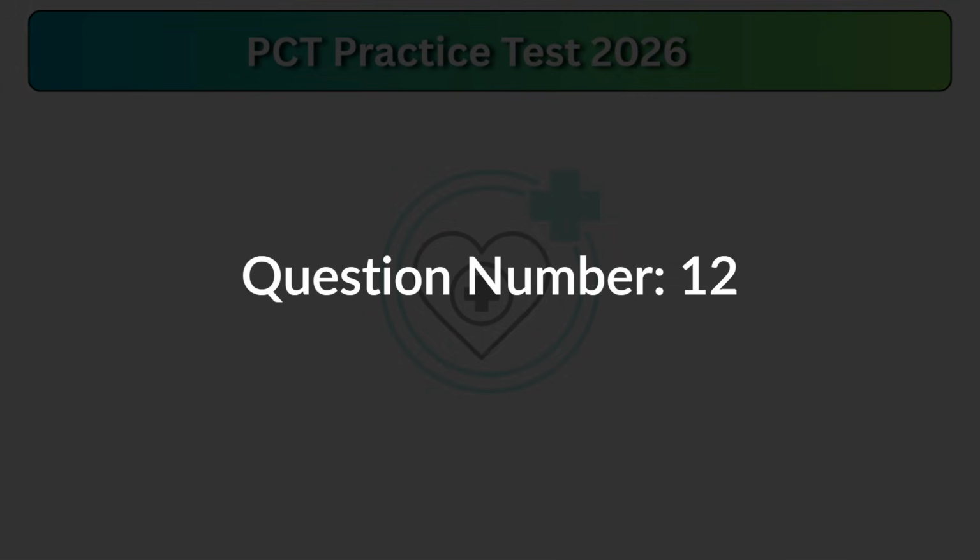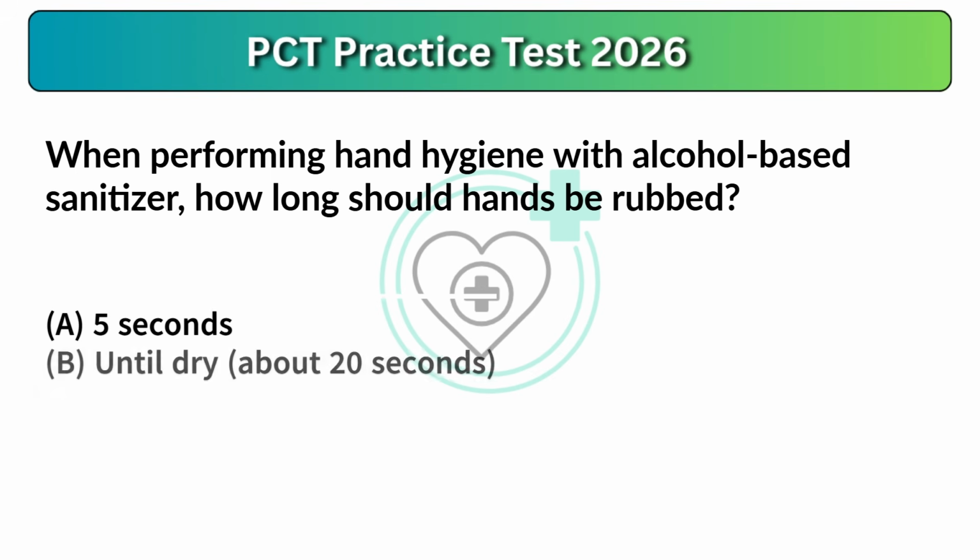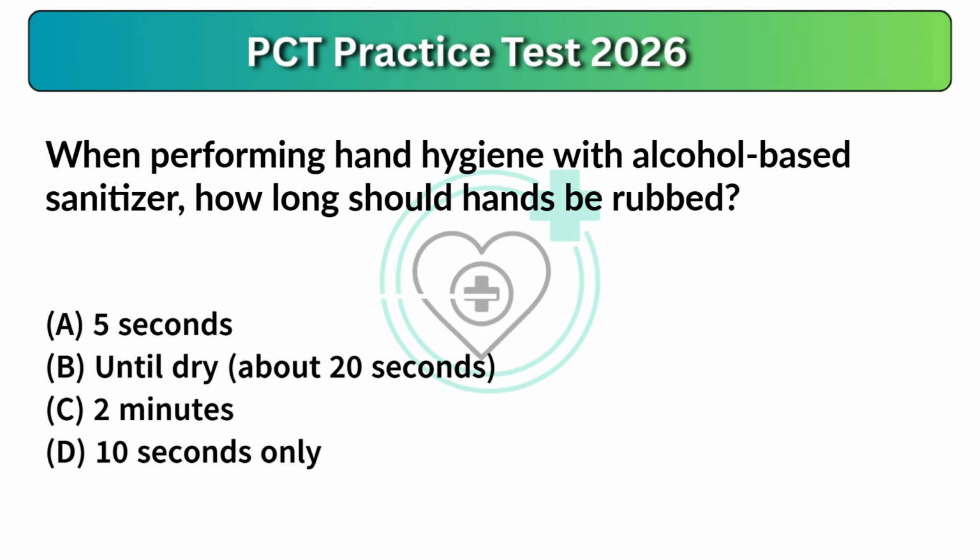Question number 12. When performing hand hygiene with alcohol-based sanitizer, how long should hands be rubbed? A. 5 seconds. B. Until dry, about 20 seconds. C. 2 minutes. D. 10 seconds only.